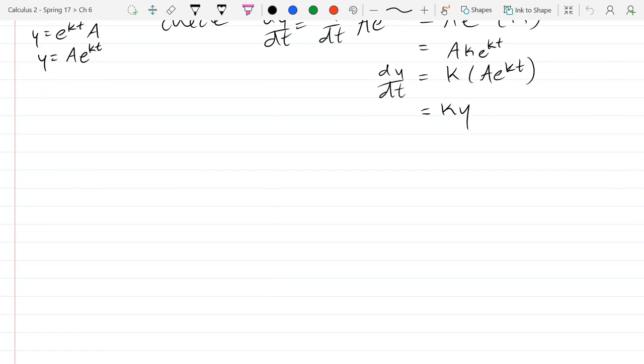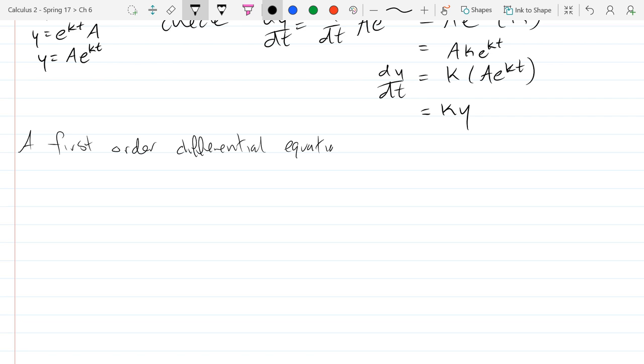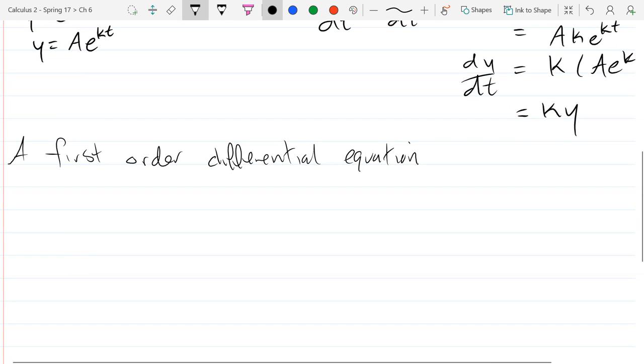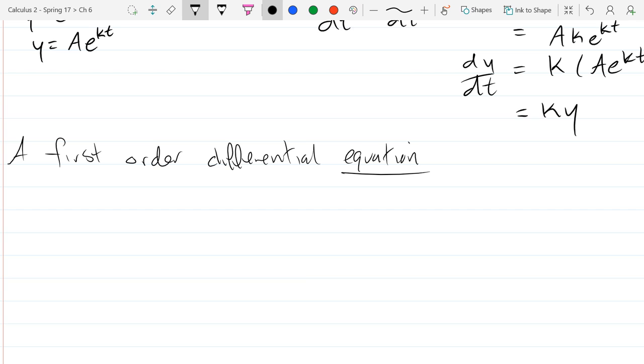So what is a first order differential equation? Let's look at words that we know about. We know equation. That's two expressions with an equal sign in between. Differential means the derivative. So it's an equation that has a derivative. That takes care of that word.